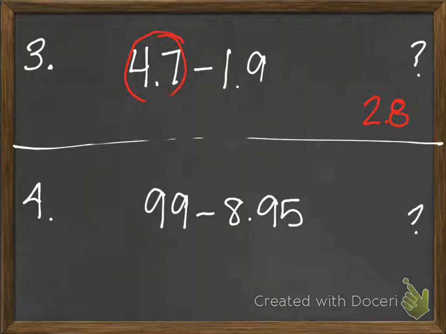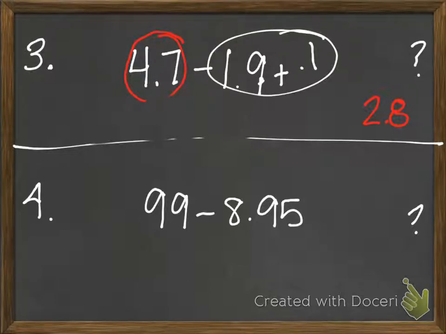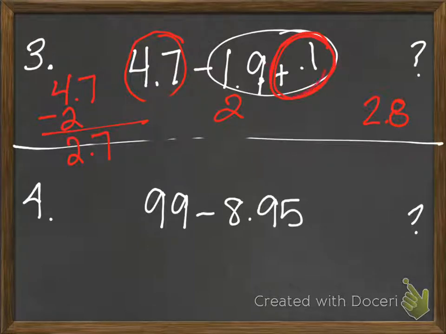So 4.7 minus 1.9. If I add a 0.1 over here, like I was saying before, I should get a 2. Okay, so 4.7 minus 2. If I subtract the whole numbers, I get a 2, bring down the 0.7. But I need to re-add this back on. So I re-add it back on, and I get the 2.8. Sorry for all that confusion.